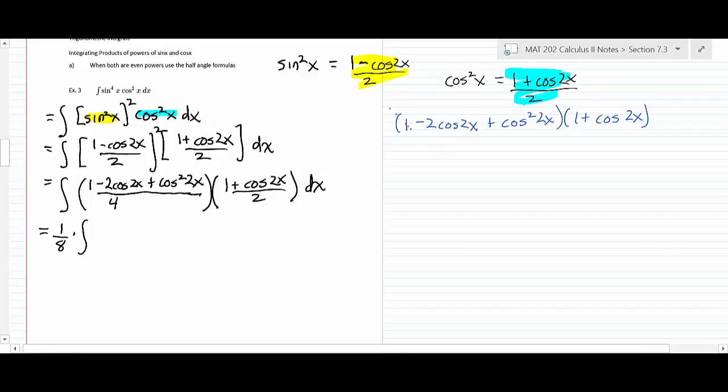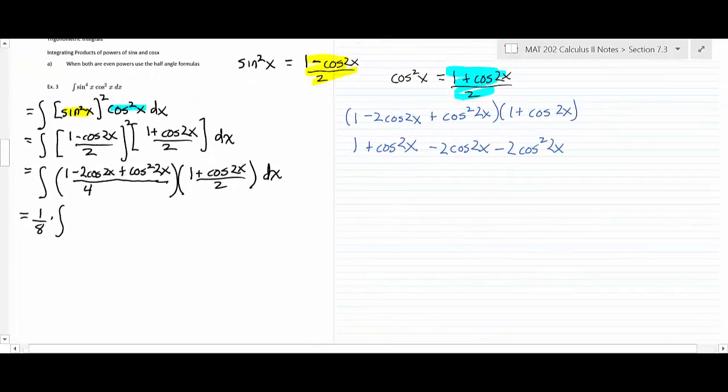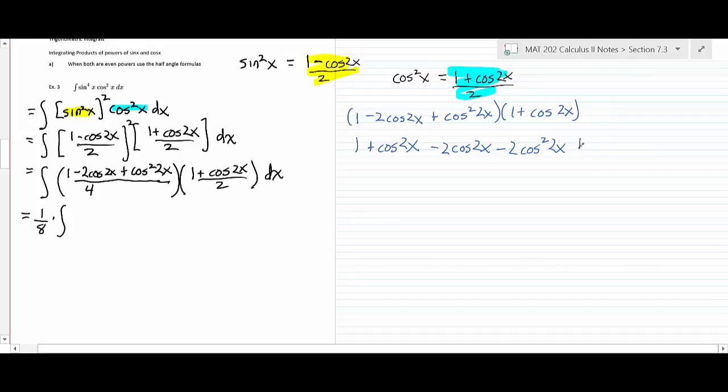Okay, so I'm just going to do 1 times 1 is 1, and then 1 times cosine of 2x is cosine of 2x. Just a distributive property. Then I'm going to do negative cosine 2x times 1, so that's minus cosine 2x. Then you've got to be careful here: minus 2 cosine squared of 2x. Then I've got cosine squared of 2x times 1. And then finally, cosine squared 2x times cosine is going to be plus cosine to the third of 2x. You guys get the gist of what I'm doing? Algebra, right?